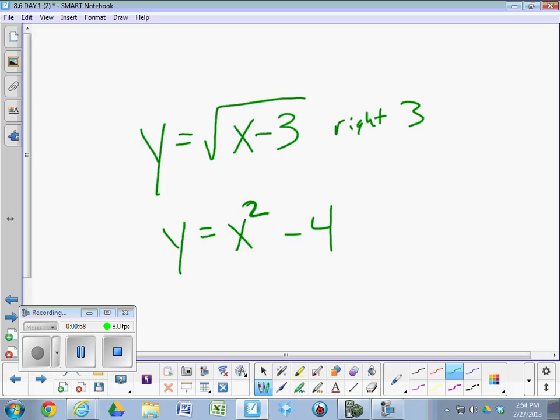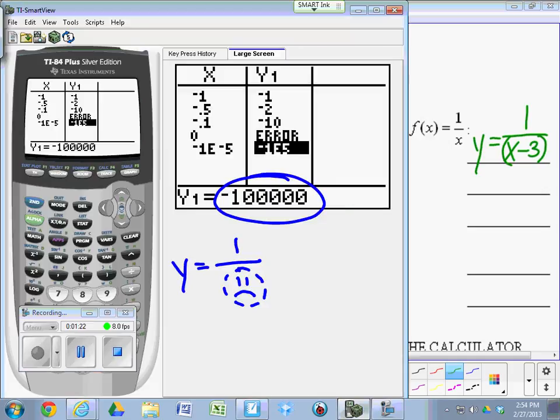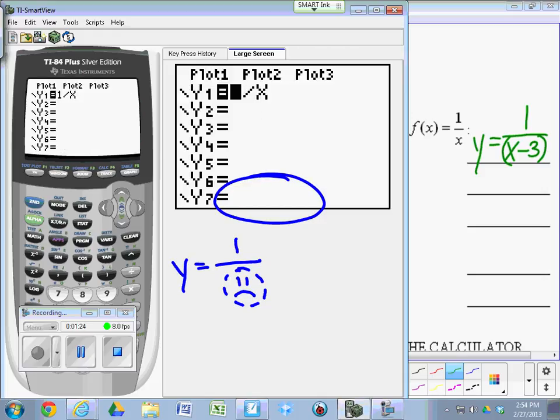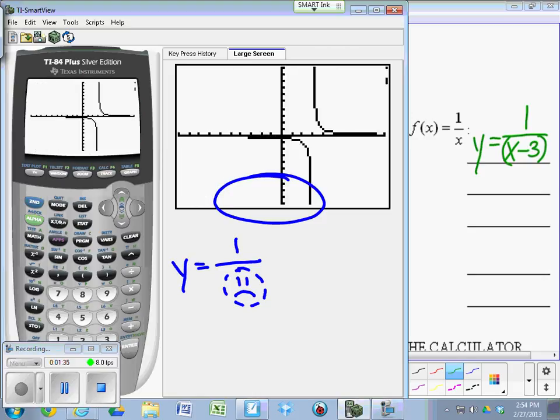All right? So that'll come into play right here. Translate the graph right 3. How do you think we do that to 1 over x? The x minus 3 goes together in the bottom. If you want to put it in parentheses, I would suggest that, especially if you're trying to put that on your graphing calculator. So let's try it. Let's put the denominator, x minus 3, rather than just 1 over x. Use parentheses, x minus 3. Close them. If you graph it, it should now be to the right 3.